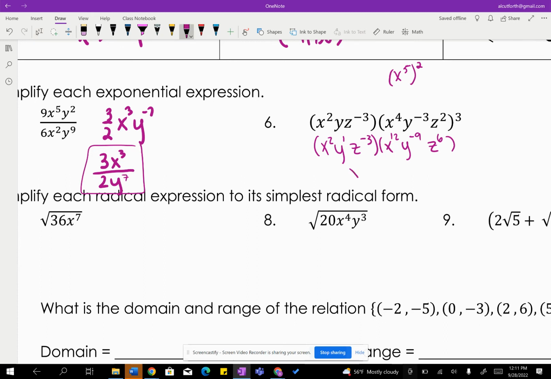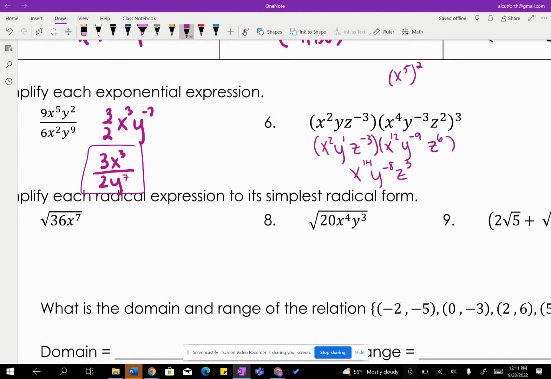Okay, so our x should be 14, right? Because we add the exponents. When we multiply, we add exponents. Dividing, subtract exponents. Multiplying, add exponents. The only time you multiply is when they're right next to each other, right? When you're raising it to another power. So x to the 14th, y to the negative 8th, and z to the 3rd.